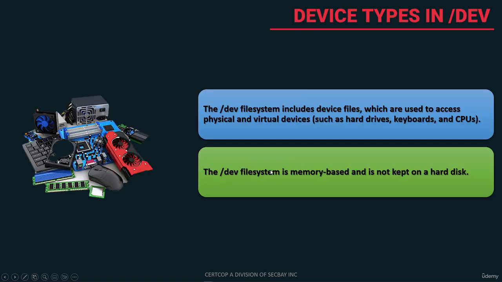Let's talk about some of the different device types in /dev. The /dev folder includes device files, which are used to access physical and virtual devices like hard drives, keyboards, and CPUs. The /dev system is memory-based and is not kept on a hard drive. Linux supports three types of devices: character, block, and network. We're going to talk about the different types.